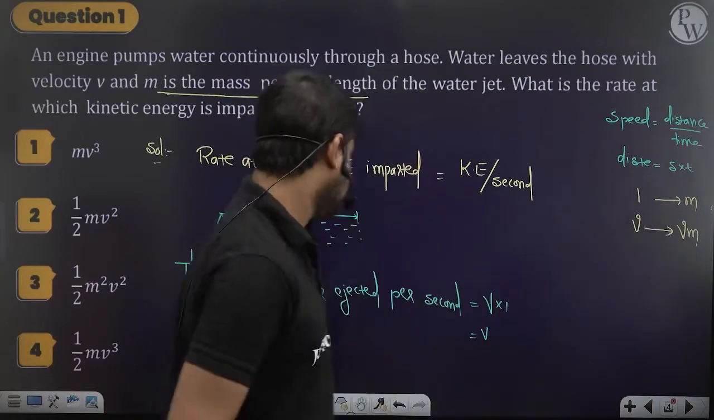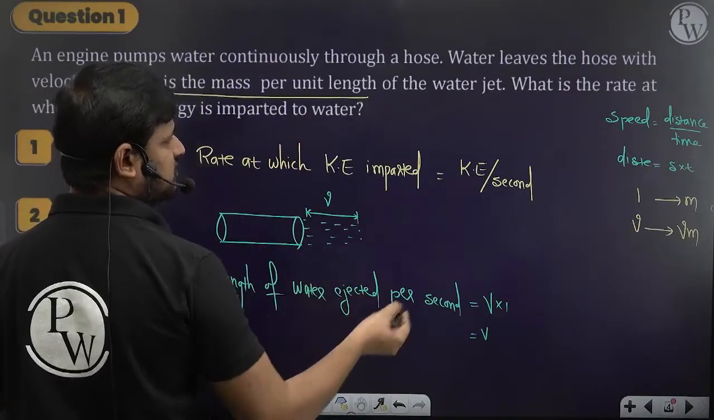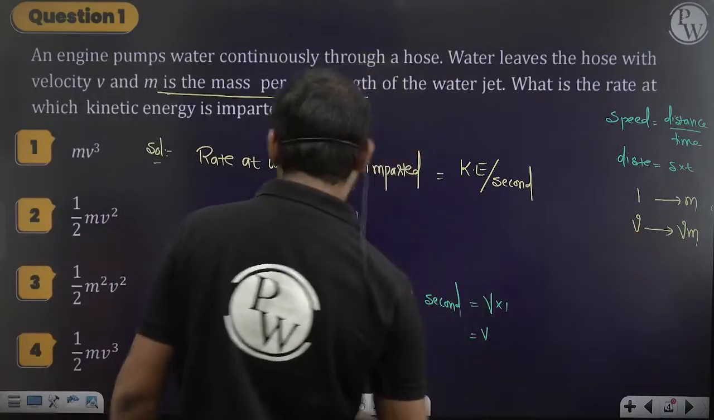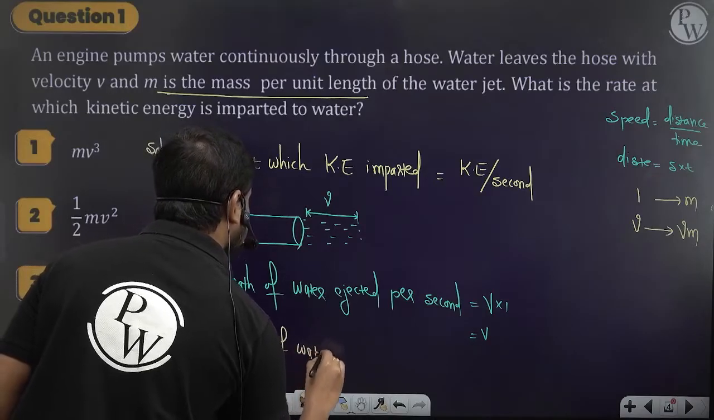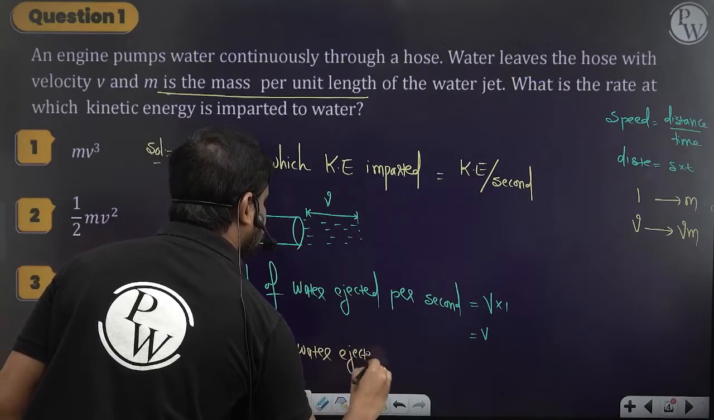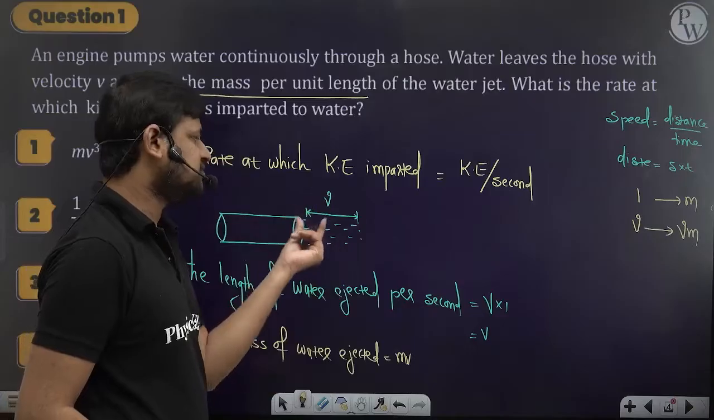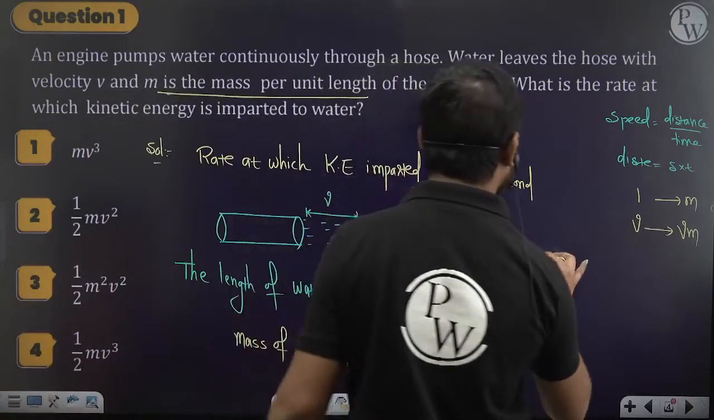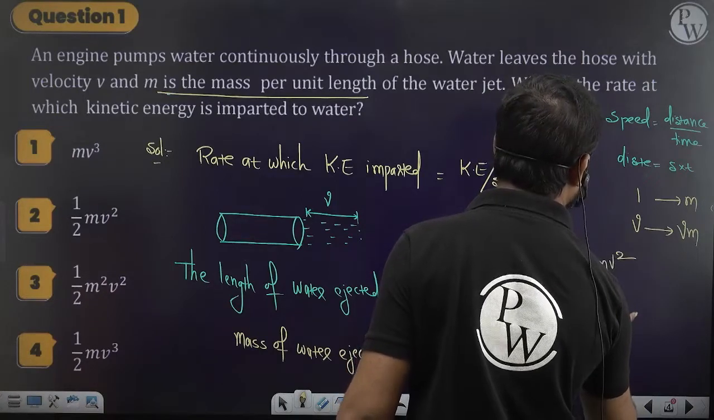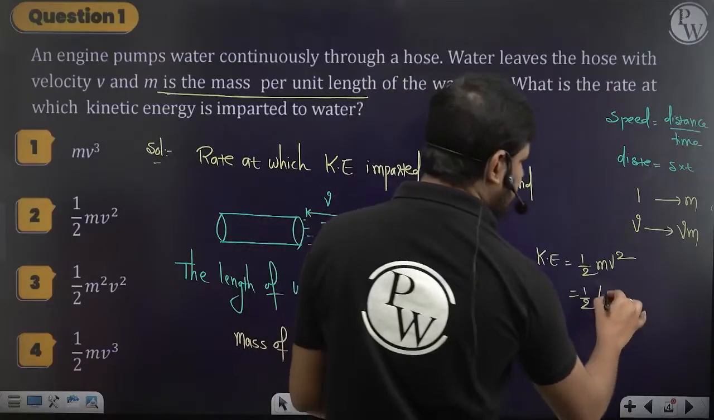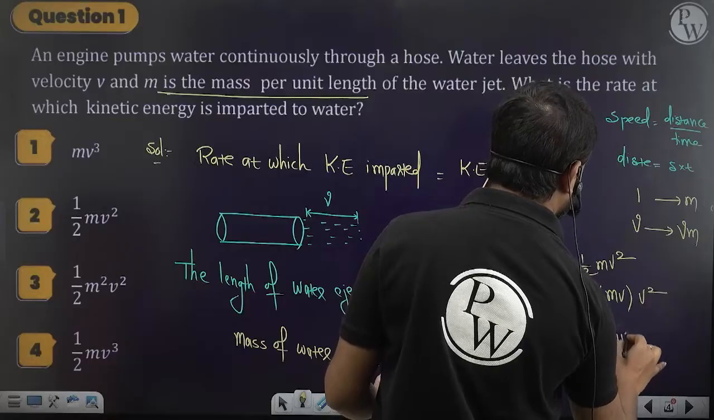So V into m. So now we have got the mass per unit length. For V, m is the mass. So the mass of water ejected is equal to mv, because the length is v and mass is m, so that's why mv, right? So then the kinetic energy imparted per second, the kinetic energy formula is half mv square. In place of m, the mass here is mv into v square, which becomes half mv cube. So try to understand the concept, guys, here.